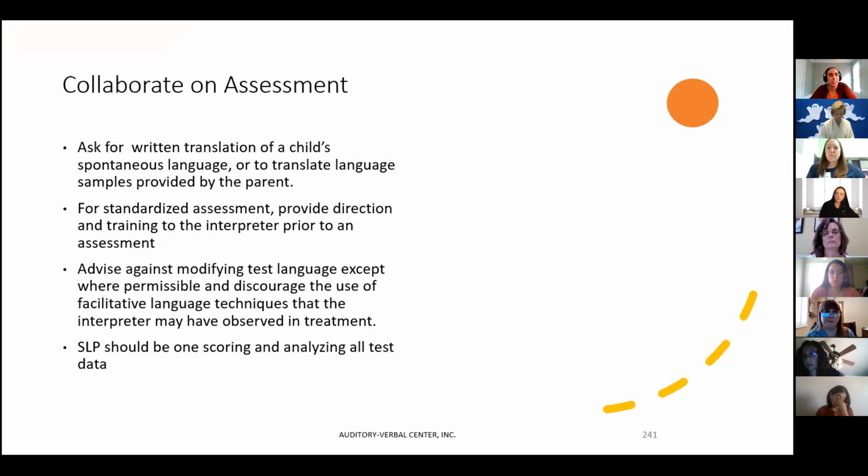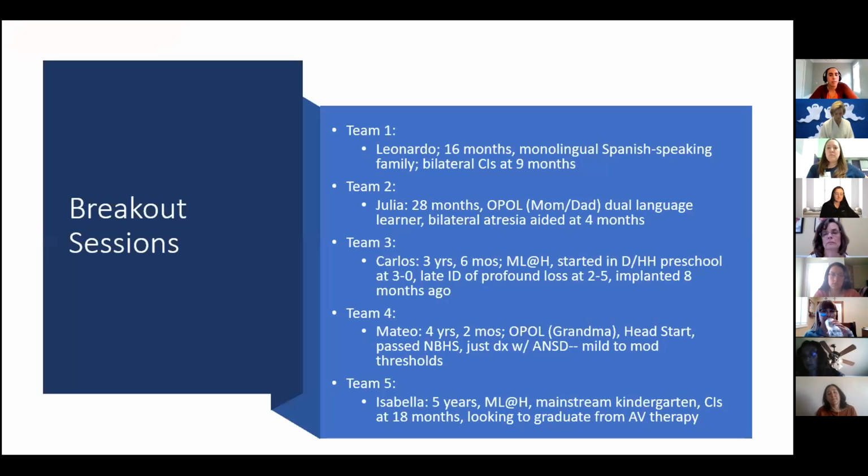Okay, so now we're going to do some breakout sessions. So I'm going to have you take what you learned, and team 1 is going to talk about Leonardo. So he's 16 months, monolingual Spanish-speaking family, bilateral CIs at 9 months. What assessments would you give? So both formal and informal. And then team 2, you have Julia, 28 months. Mom speaks English, dad speaks Spanish. She's a dual language learner, bilateral hearing aids at 4 months. What assessments would you give her?